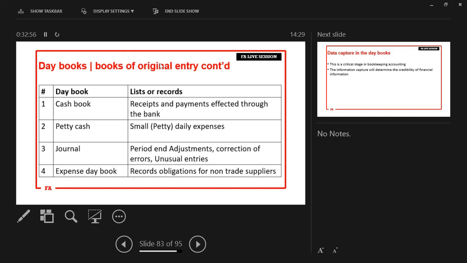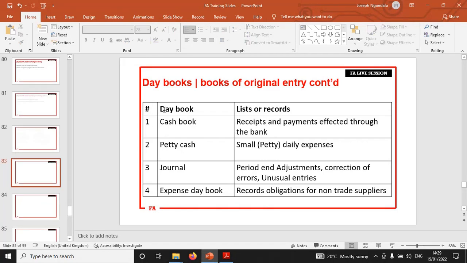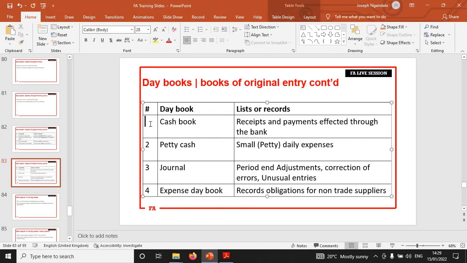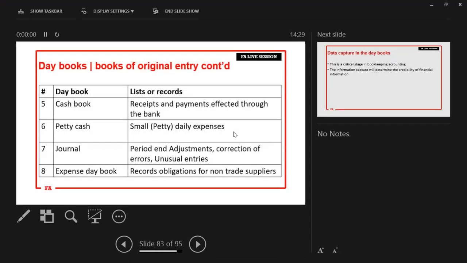Okay, I think I was supposed to change the numbers here. So here there's 5. Here there is 6, and then there's 8. Okay, it's a wonderful day, of course.